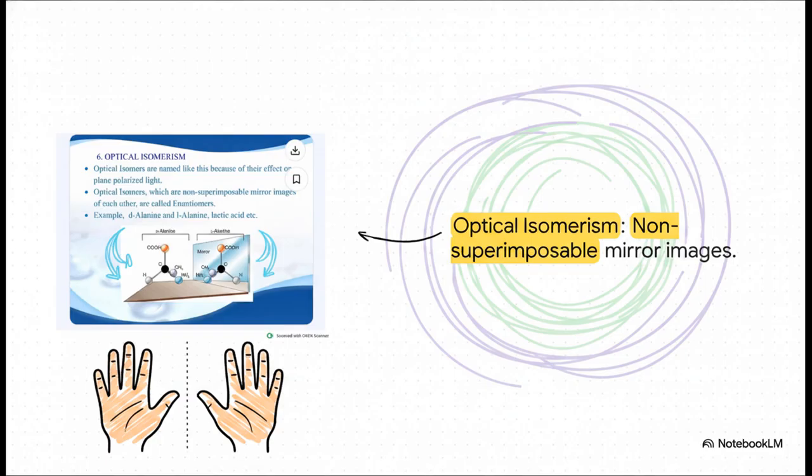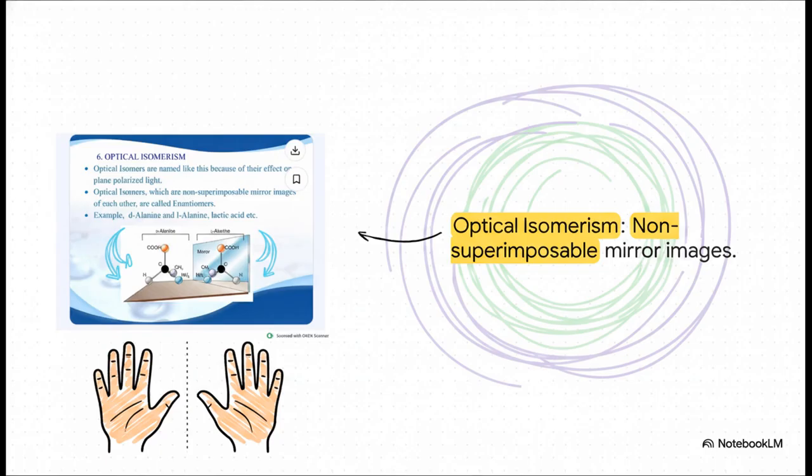Now, optical isomerism is visually stunning. Look at D-alanine and L-alanine. They are perfect mirror reflections of each other. But because of their 3D shape, you can never slide them over each other and have them perfectly overlap. They're what we call non-superimposable.